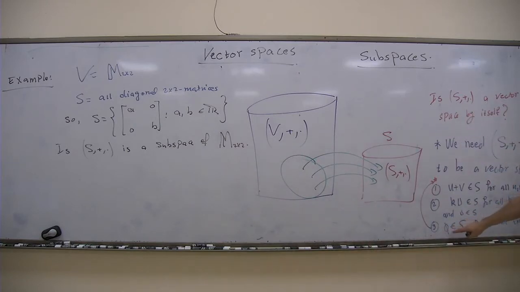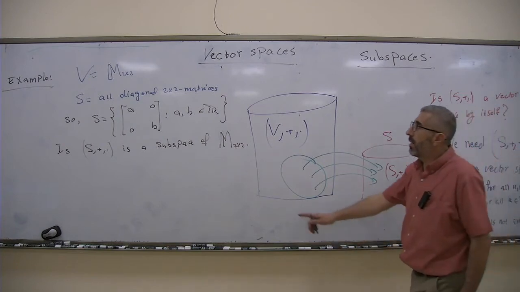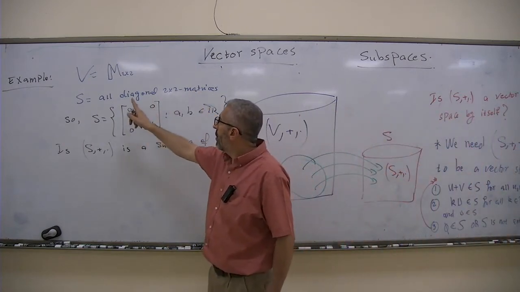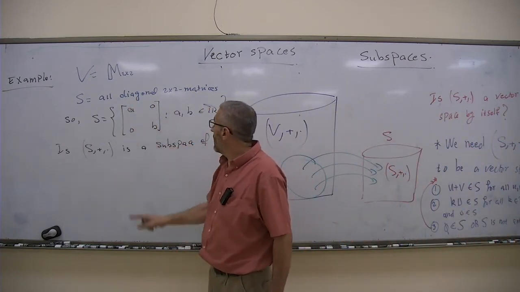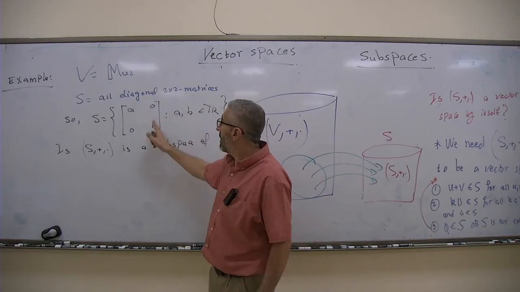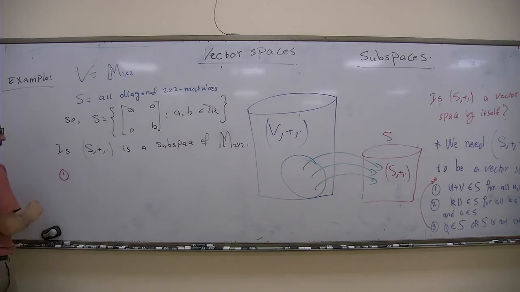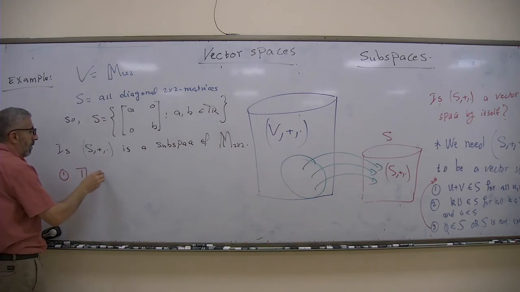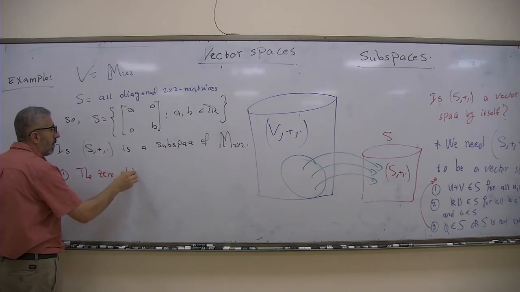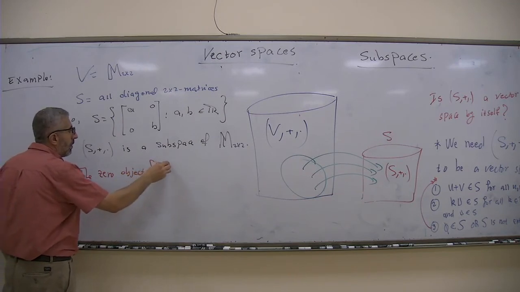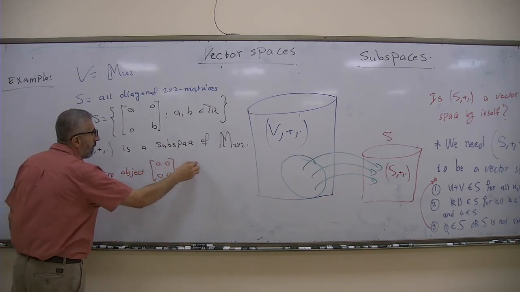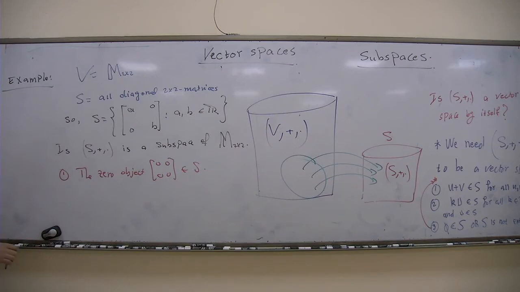Well, as I said, why don't you check this first? The zero object. What's the zero object here? The zero object is the zero matrix. So if I take 0, 0, 0, 0, is this a diagonal matrix? Yes, it's a diagonal matrix. So here is number one. The zero object belongs to S. So it's not empty.